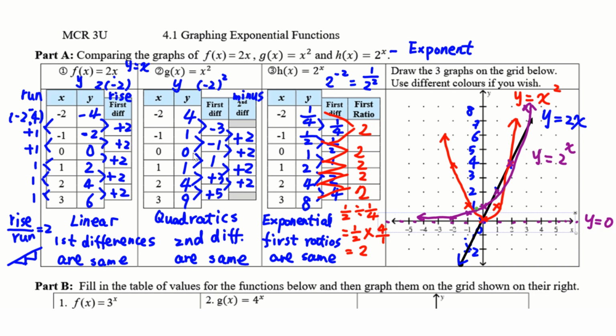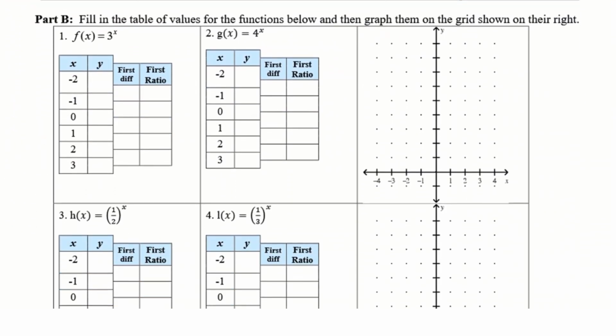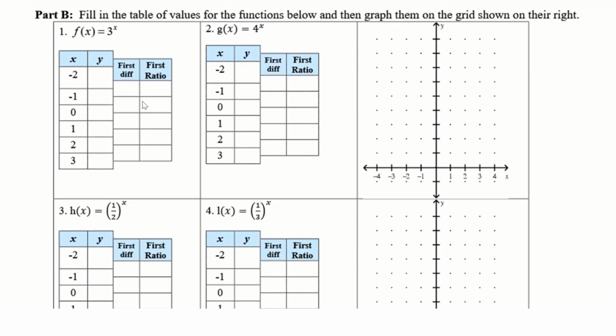So these are the three graphs: linear, quadratic, and exponential. So from table values, for linear, the first differences are the same. For quadratics, the first differences are not the same, but the second differences are the same. For exponential, no differences are the same, but the ratios are the same. Now we are going to graph more exponential functions. So this one, the base.